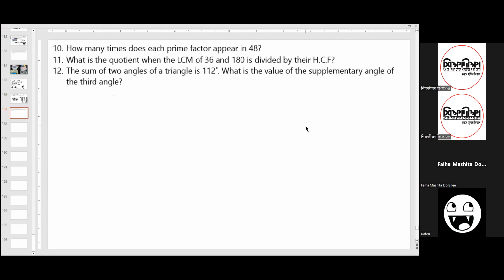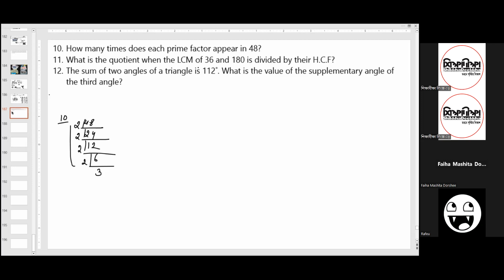How many times does each prime factor appear in 48? Number 10. 48, 2 দিয়ে ডিভাইড করলে 24, আবার 2 দিয়ে ডিভাইড করলে 12, 2 দিয়ে ডিভাইড করলে 6, 2 দিয়ে ডিভাইড করলে 3. 2 is 4 times and 3 is 1 time, right? বুঝতে পারছি?